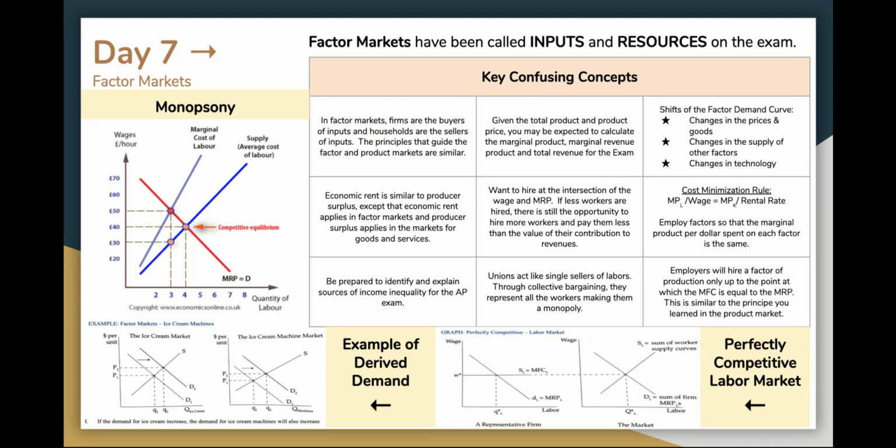If you take a look at the key and the confusing concepts, so in that first box, that's what I described. In the second box, looking at the total product and product price, you might be expected to calculate the marginal product. So make sure that you're very careful with marginal product and marginal revenue product on the exam. This is where people always get screwed up, and I'll show you about it in the free response question in just a few moments. But sometimes they'll give you a table, and it would say 0 units, 10 units, 20 units, 35 units, 38 units.